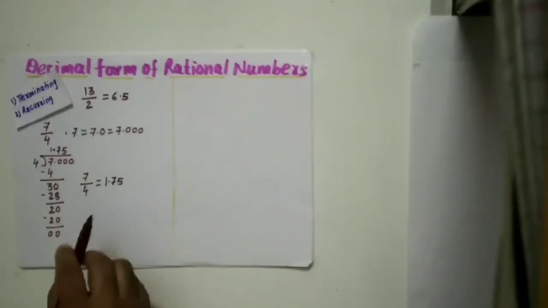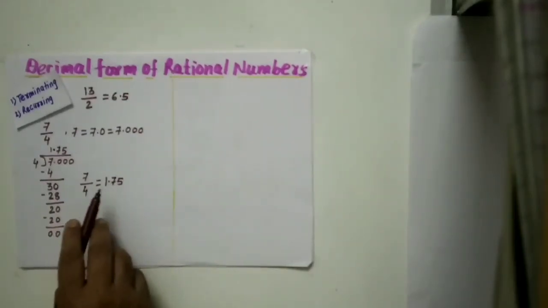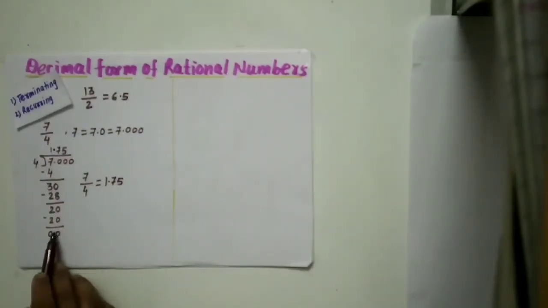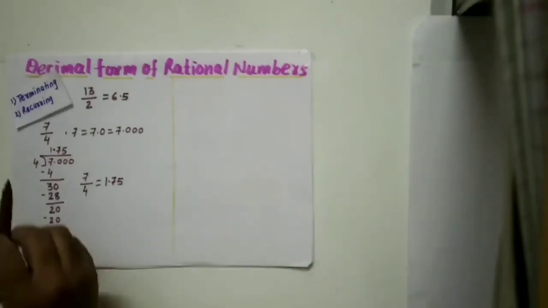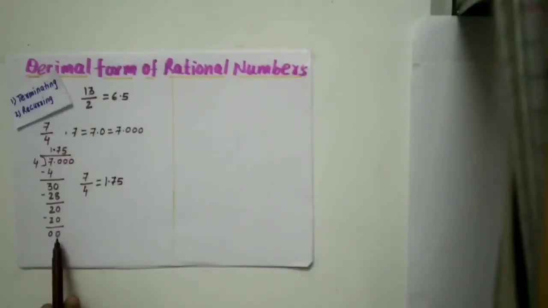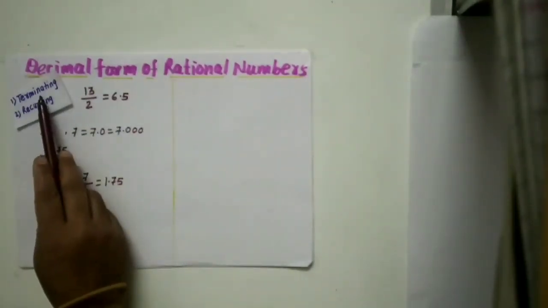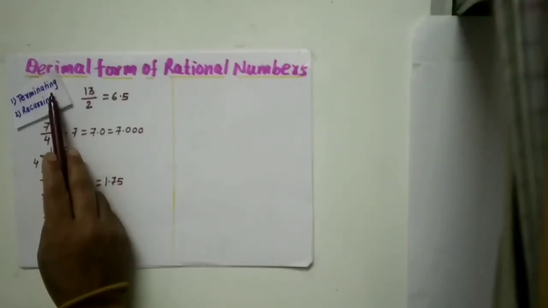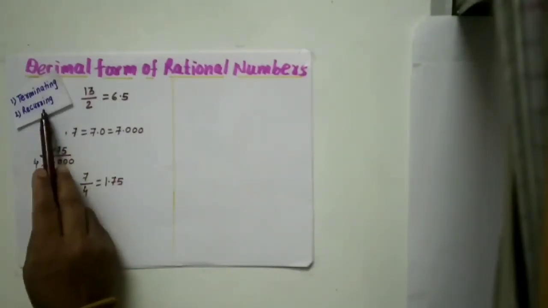In this example we have obtained zero as a remainder. This type of decimal form of a rational number is called terminating decimal form. When we get the remainder 0, this type of decimal form is called terminating decimal form. Okay, got it? Now we will see the second type, recurring decimal form.